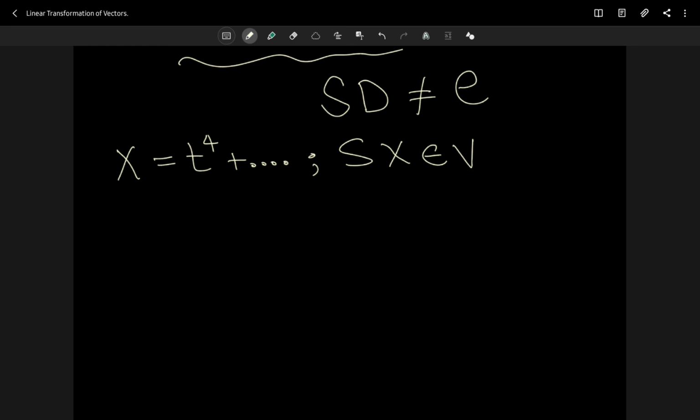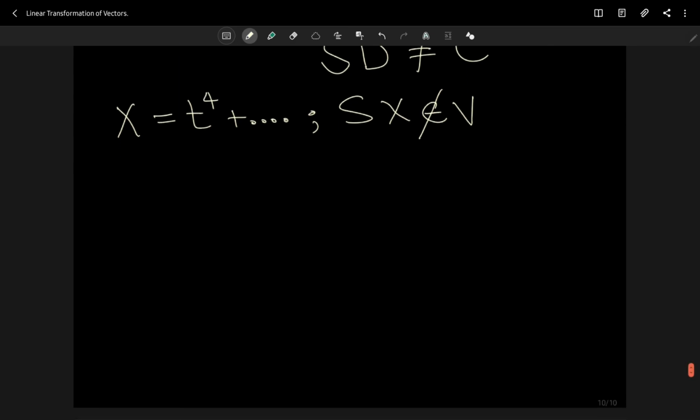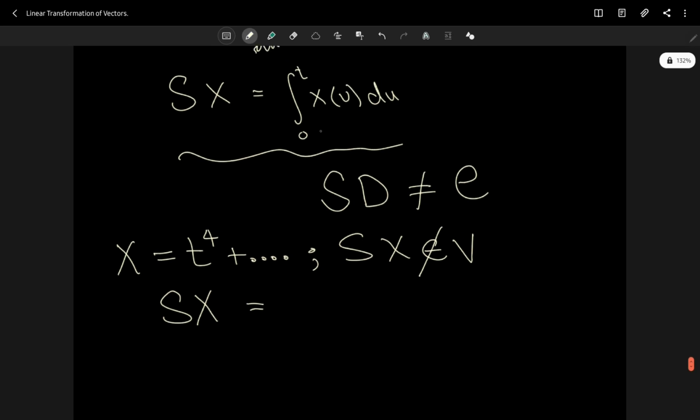Sorry, forgive me. Sx does not belong to V, and why is that? That's a question, so let's answer that. Well, it's very simple, because if I were to take this Sx, let's go ahead and take this integral for this t^4. Using this definition, I will get t^5 over 5 plus the integral of the other terms.